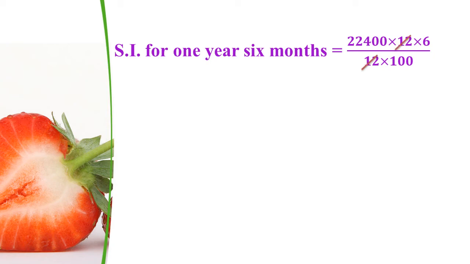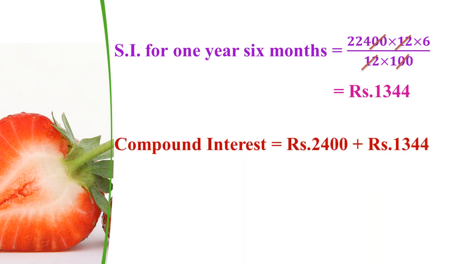Here 12 and 12 gets cancelled out. 2 zeros and 2 zeros gets cancelled out. So simple interest for 1 year 6 months equal rupees 1,344. Let's find compound interest. Compound interest equal rupees 2,400 plus rupees 1,344. Compound interest is rupees 3,744.